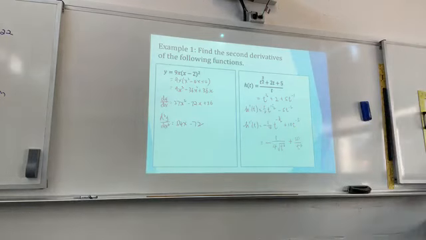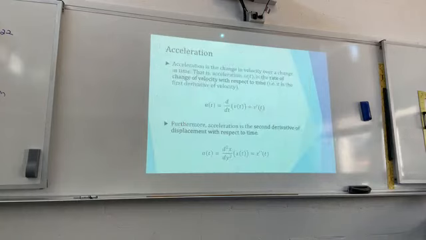All right, now that you know a second derivative, I'm going to bring in the idea of acceleration. The acceleration is a change in the velocity over a change in time. That is, acceleration a(t) is the rate of change of velocity with respect to time, which is the first derivative of velocity. Or you can say that acceleration is the second derivative of displacement with respect to time.